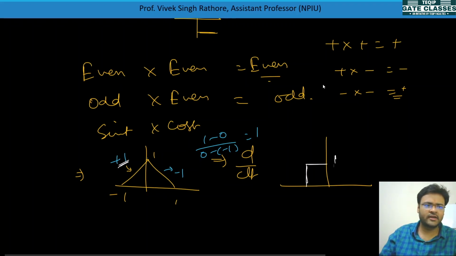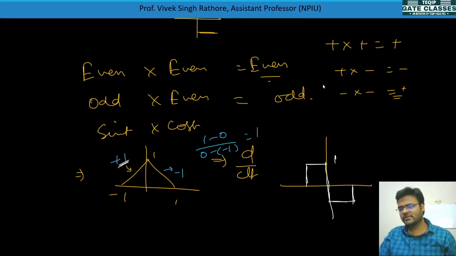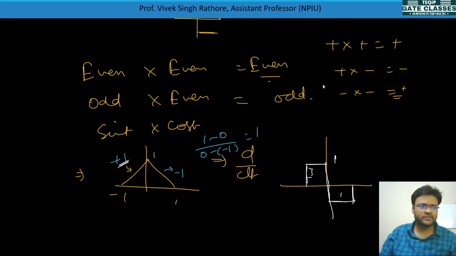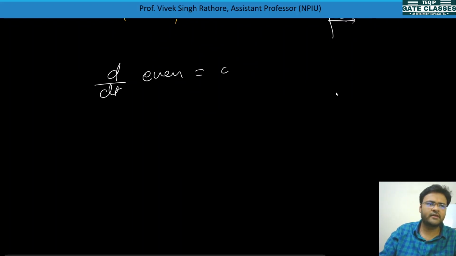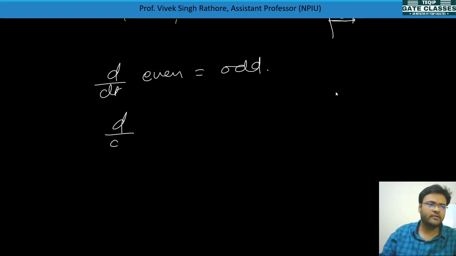At t equal to 0 only, there is a step change. Then again at this point there is a step change. So we'll draw it like this and this. So this signal, I think, will be an odd signal. Whenever you do differentiation of an even signal, you will always get an odd signal. And whenever you do differentiation, d by dt, of an odd signal, you will always get an even signal.